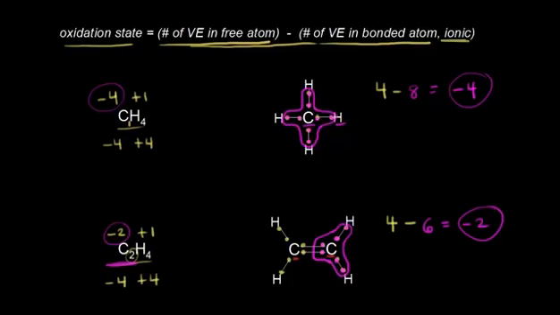So if we look over here at the carbon on the left, and we just assign those electrons really quickly, we can see that that would be the same calculation. 4 minus 6 gives us -2. So each carbon has an oxidation state of -2.